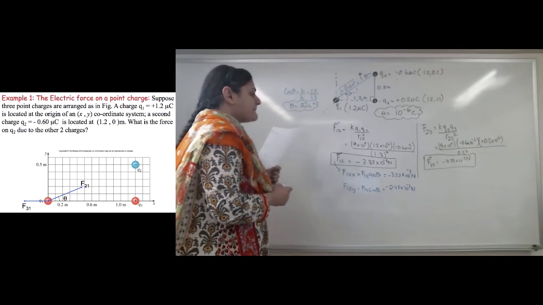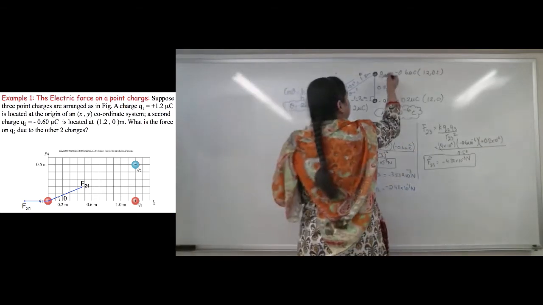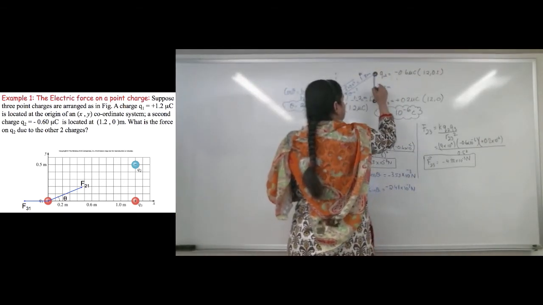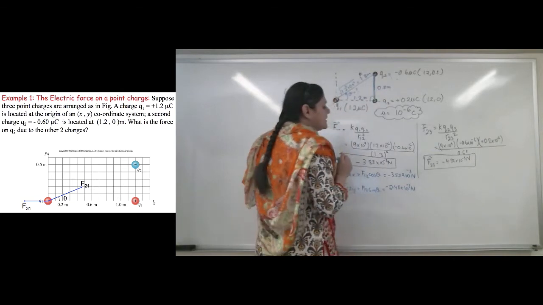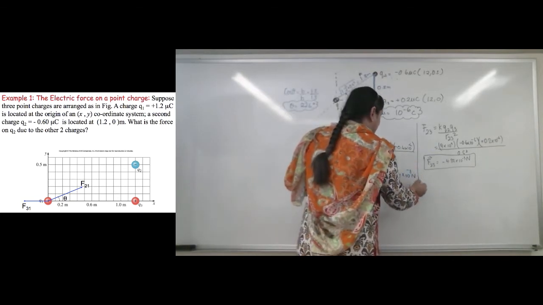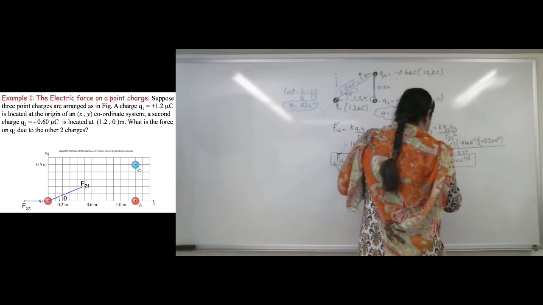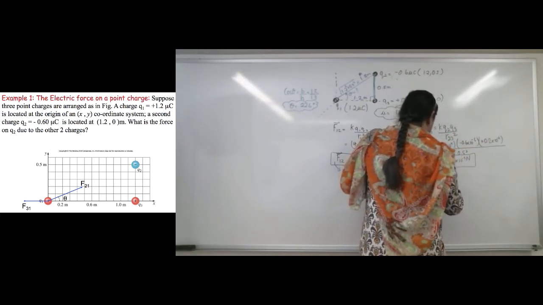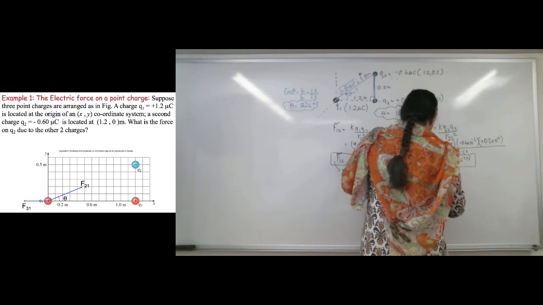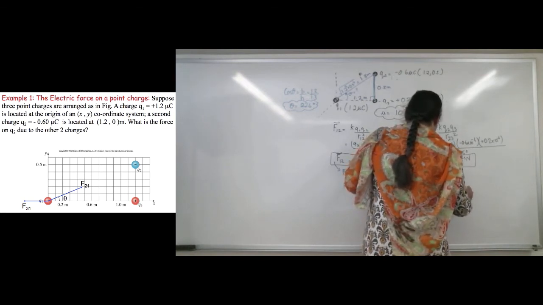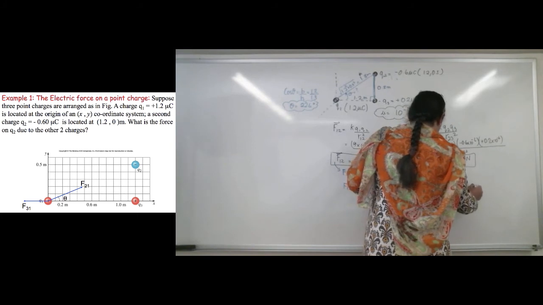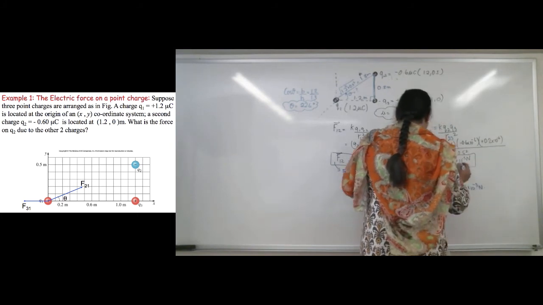Okay? This one is slightly easier because the direction of the force is going to be between these two. So I know that my angle between them is going to be 0. So this means F23x will be, and F23y will be that.